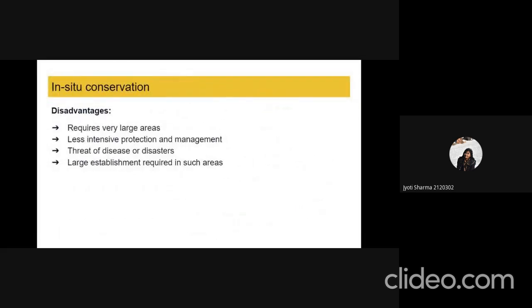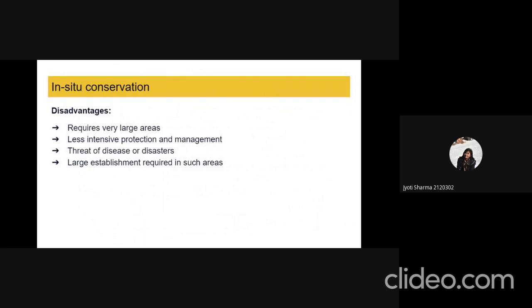Then we also have some disadvantages of in situ conservation. Because it requires a very large area, and you know that we are overpopulated, we also need land as habitat for humans. So because it requires a larger area, it's kind of a disadvantage for human beings. Then we have less intensive protection and management. We are not caring for very specific individuals; we are just protecting the habitat in such a way that it can protect all the species there.